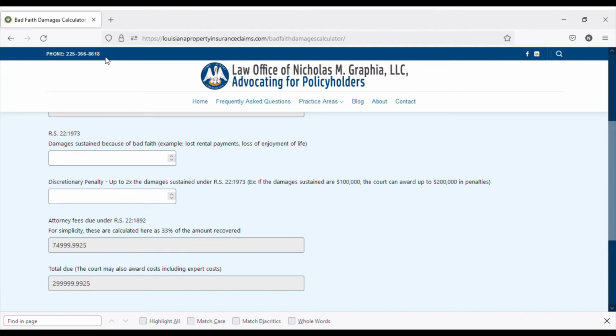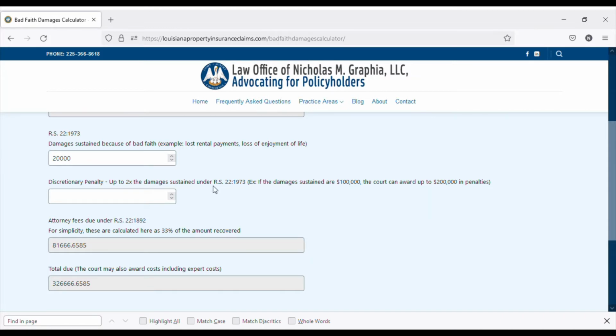The next part has to do with consequential damages and potential discretionary penalties that the court or jury could award. Here, to continue our rental house example, let's say that because of the insurance company's bad faith, you have not received rental payments for over a year, and that amount totals $20,000. We enter that here in this line.